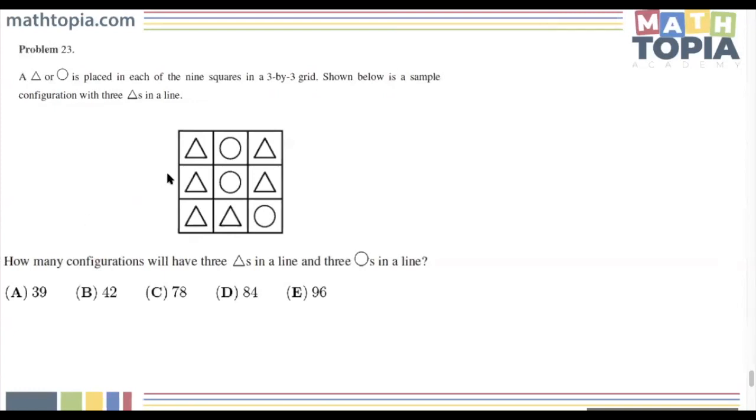Number 23, a triangle or circle is placed in each of the 9 squares of a 3x3 grid. Shown below is a sample configuration with 3 triangles in a line. How many configurations will have 3 triangles in a line and 3 O's in a line?